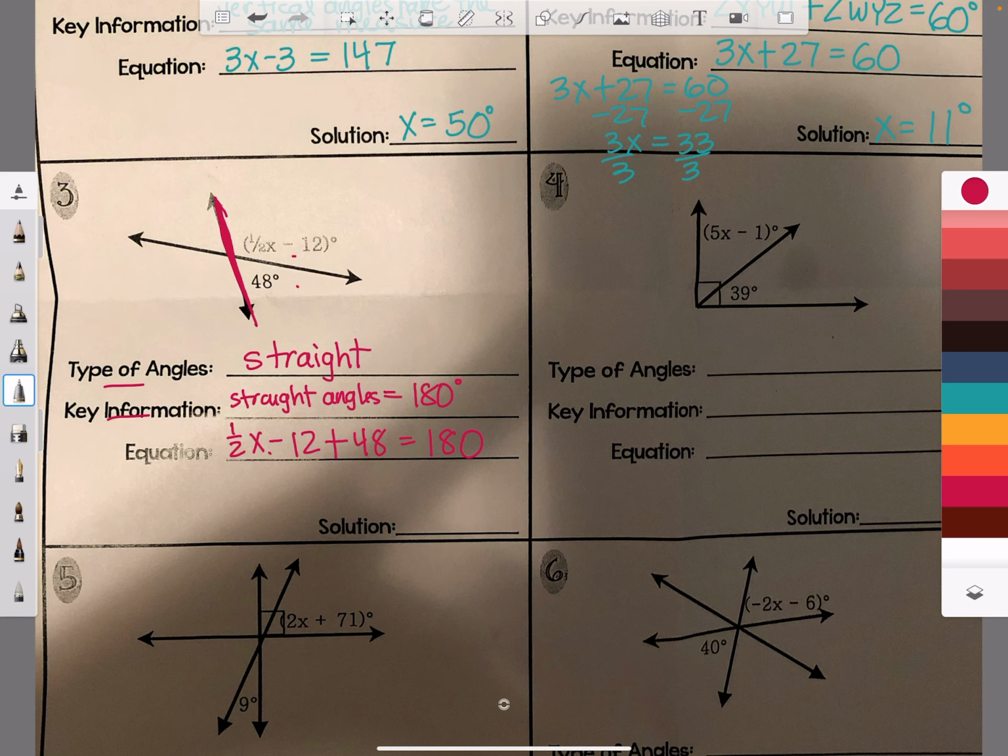Okay, so we can go ahead and combine these two together first. And so 48 minus 12 is 36. So we have 1/2 x plus 36, that would be a positive, equals 180. Minus our 36, minus 36. I'm running out of space. I'll put the rest of it up here. That's going to cross that out. So 1/2 x equals 180 minus 36 would be 144.